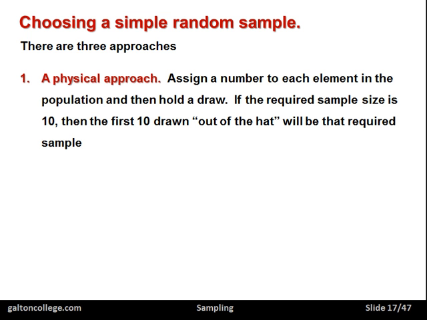So now we have 100 pieces of paper, each one with a number, and each number corresponds to a member of the population. Now put the 100 pieces of paper into a bag, shake it up, and draw out 10. Now if it's unbiased, if all the paper is the same and if there's been no cheating, then every element in the population had an equal chance of being selected and 10 were picked. So that's the idea of the physical approach.